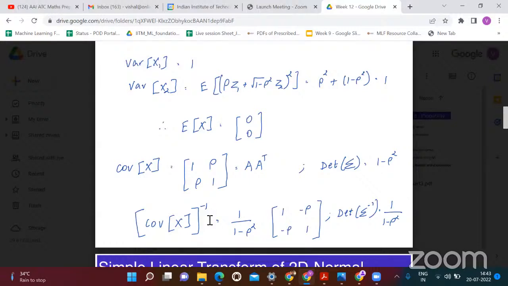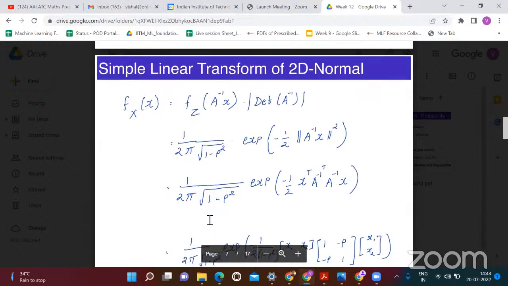So the determinant of the sigma, that sigma is being represented here. Sigma inverse, the determinant will be the same whether you are calculating A transpose inverse and then multiplying with A inverse. You'll get 1 upon under root 1 minus rho square. This is the function. Okay.